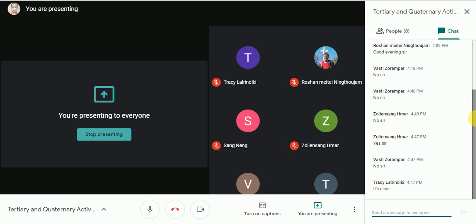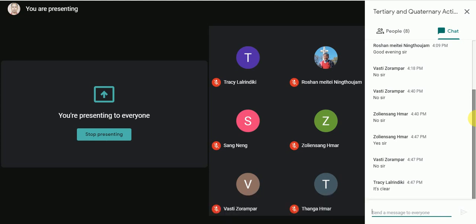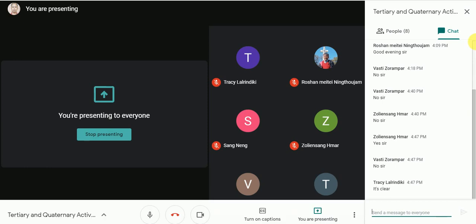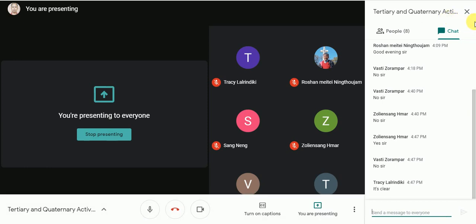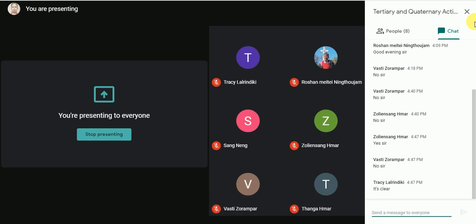Just turn on your mic or just leave a message. Red collar workers. Do you have an idea? I think we have already learned about it. Who are red collar workers? Anybody? Nobody is responding. Okay, I will tell you.